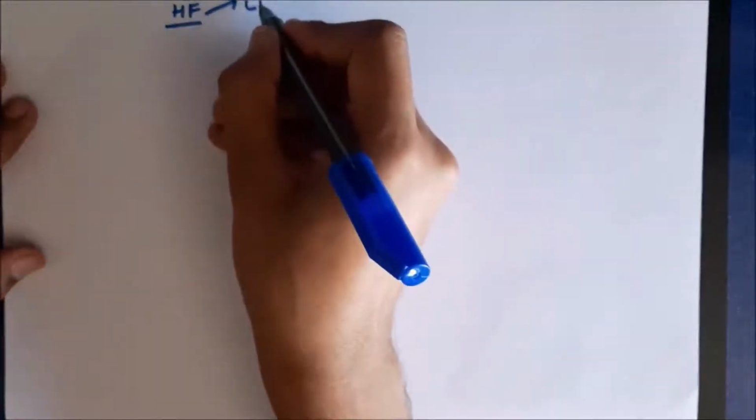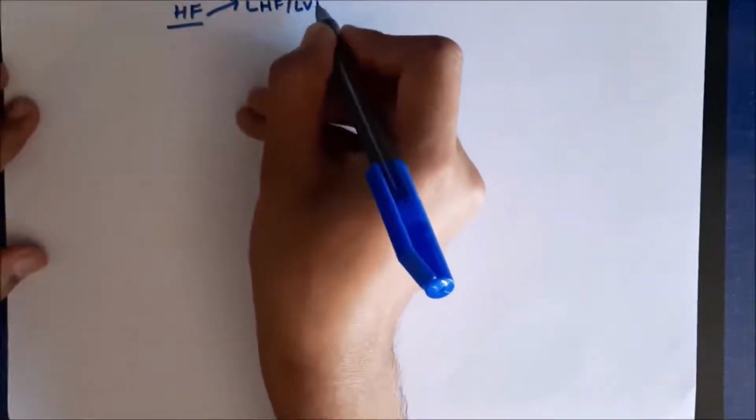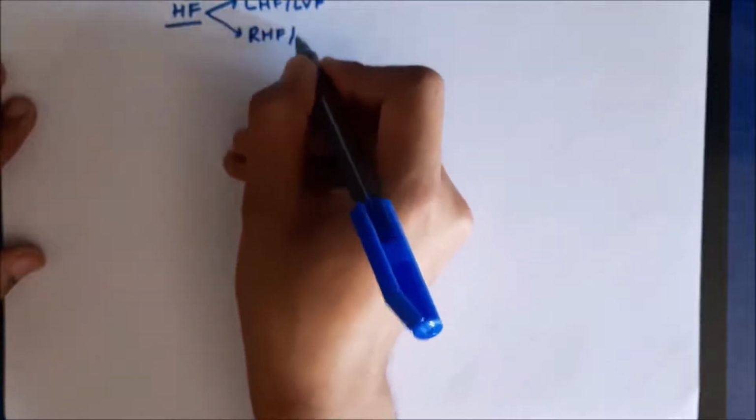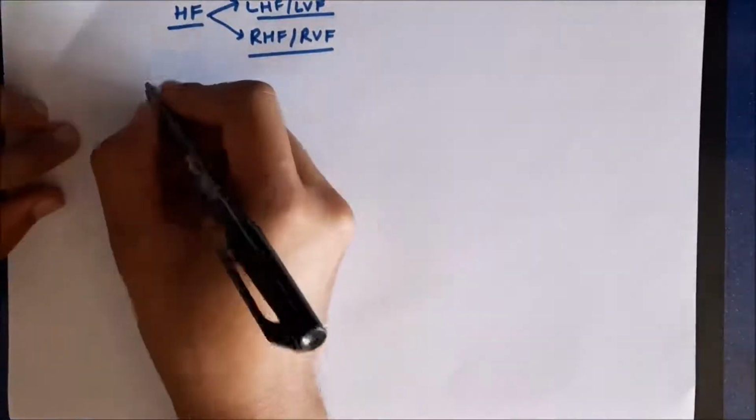Heart failure can occur in the left side of the heart, that's left heart failure or left ventricular failure, or in the right side of the heart, that's right heart failure or right ventricular failure. Now let us discuss the pathophysiology of left ventricular failure.